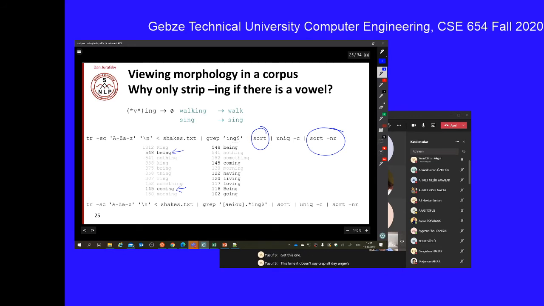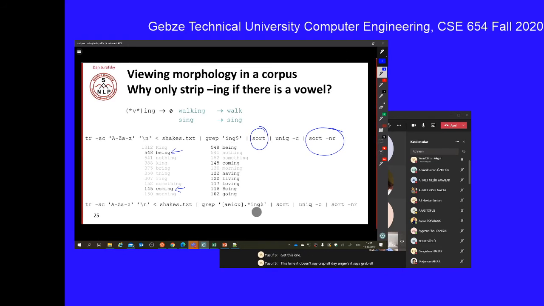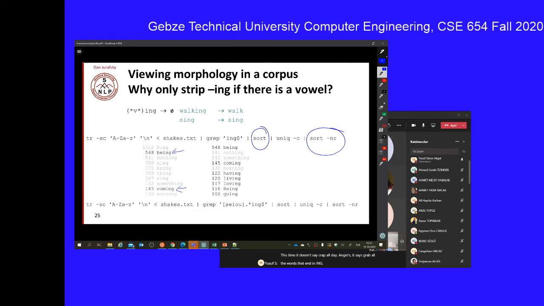It says grab all the words that end in ing, but before ing, they should have these vowels, right? A, E, I, O, and U, vowels. They should include vowels. And sort and unique and sort. And I get these. So it looks like this is nice.